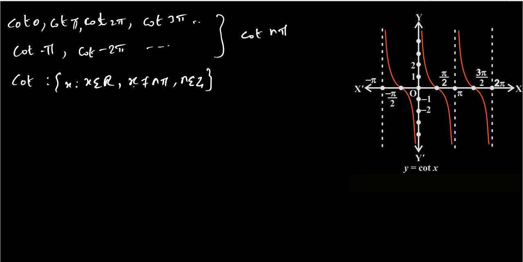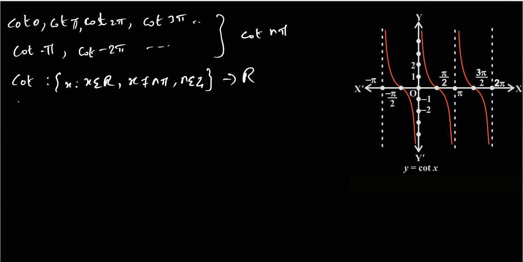So this is our domain, and the range will be the y-axis values, which can be the whole region of real numbers. There is no end at the top as well as the bottom. So on the y-axis it reaches the whole region of real numbers, so the range will be the whole set of real numbers.